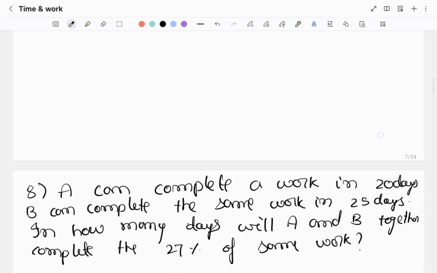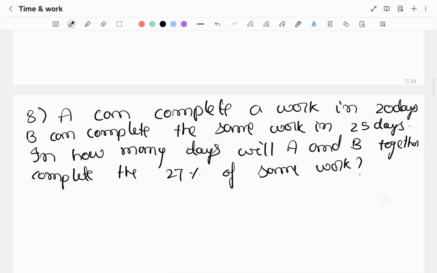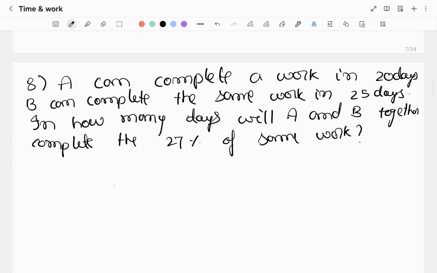Okay, next question. A can complete a work in 20 days. B can complete the same work in 25 days. In how many days will A and B together complete 27% of the same work?